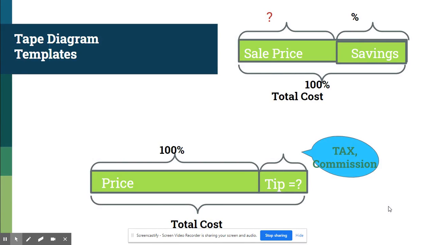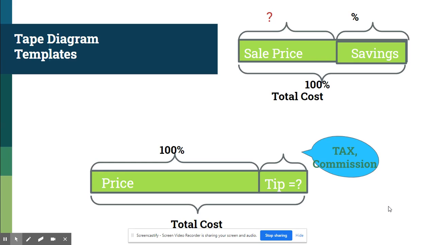So here's some templates you might want to screenshot or keep in mind when you get your set of problems to work on. Think about, am I finding the sale price? Am I finding the savings? Am I finding the total cost? And the slideshow problems that I have for you, with this, you can use the template. I'm going to put some on there. But the top template works for sale prices.